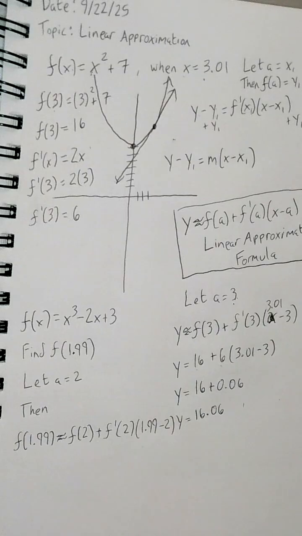So is this Calc 3? You could see it in Calc 3, but it also appears in Calc 1 towards the end. Calc 3 is multi-dimensional. This is single variable.